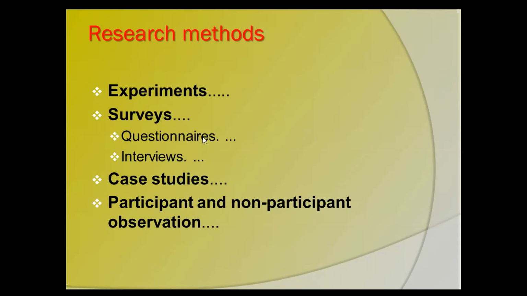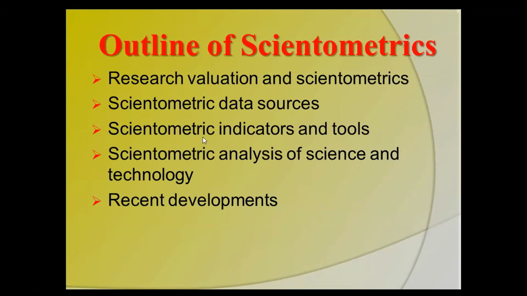Case studies are research methods commonly used in social science. Case studies are based on in-depth investigation of a single individual, group, or event to explore the underlying principles of the case. The fourth one is participant or non-participant observation, which is one of the scientific methods. Next, the outline of scientific methods.